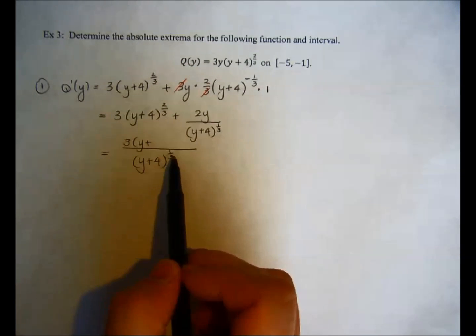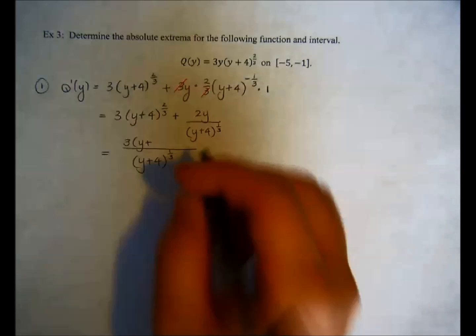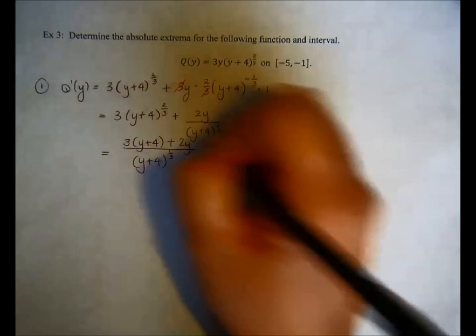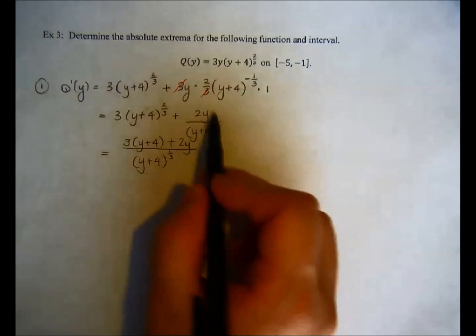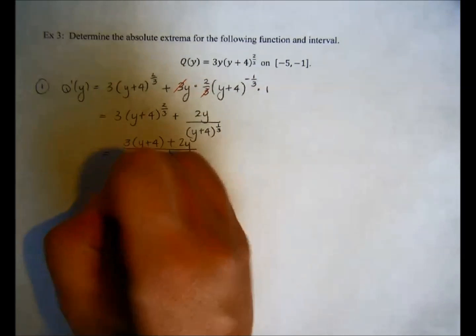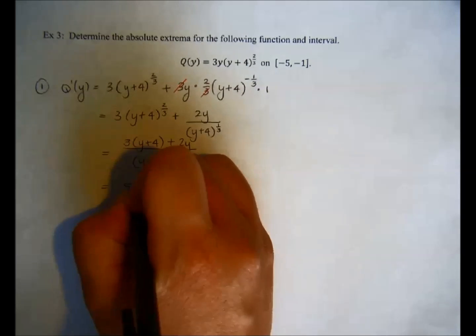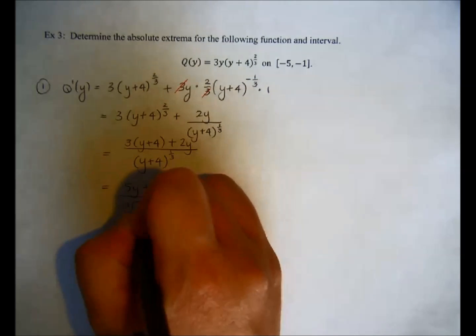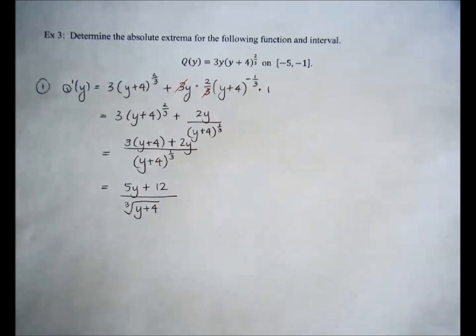And when I multiply 2/3 plus 1/3, I have to add the exponents. So that's really going to be 1. So it's 3 times (y plus 4) and then plus 2y. This 2y doesn't get changed. So then my overall answer is going to be (5y plus 12) over the cube root of (y plus 4). This is the derivative.